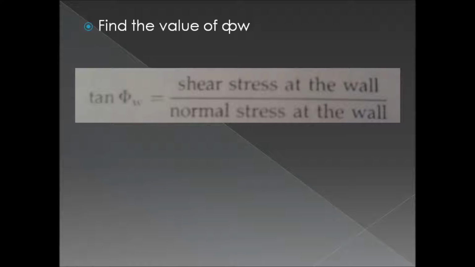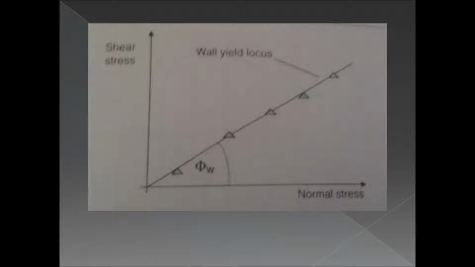Next, we calculate the value of the kinematic angle of friction between powder and hopper wall, which is omega w. Omega w can be calculated by using the formula below. Another way to calculate omega w is by using the wall yield locus. By using the wall yield locus, you can find omega w.